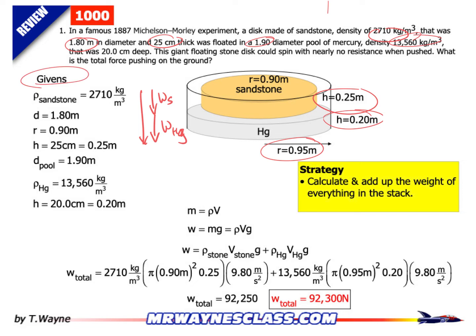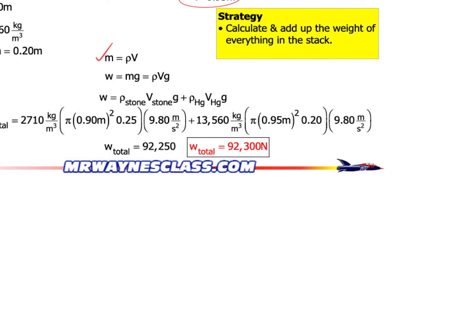All right, so where do we start? Well, let's start with what we know with the mass. We know that mass is equal to density times volume. So weight is equal to mg, that's our old equation. If I replace the mass with density times volume, then I get rho vg. So the weight is just equal to rho vg.